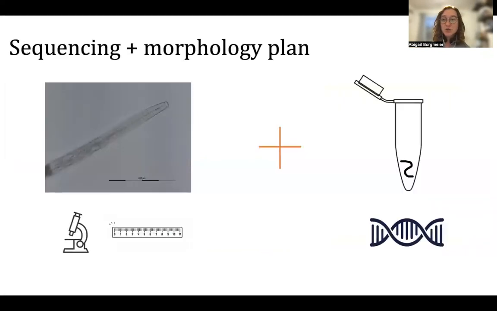And so in order to combine both morphologic and DNA analyses, nematodes were extracted from the soil, and then single Eudorylaimus individuals were first photographed, then measured for key morphologic features. And then DNA was extracted from that same individual and sequenced using both the 18S nuclear and the CO1 mitochondrial genes.